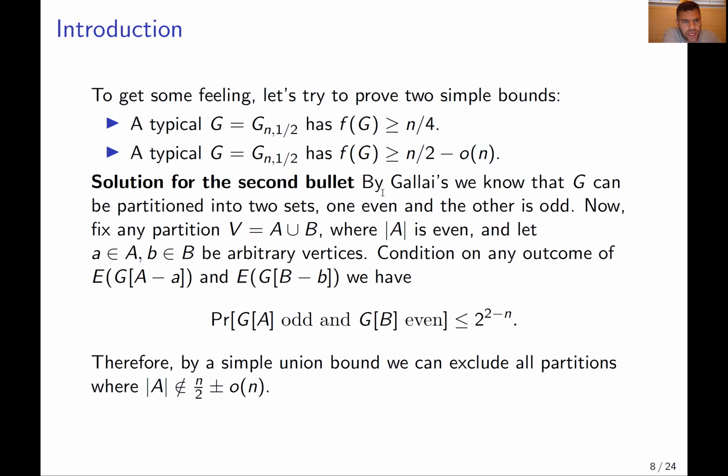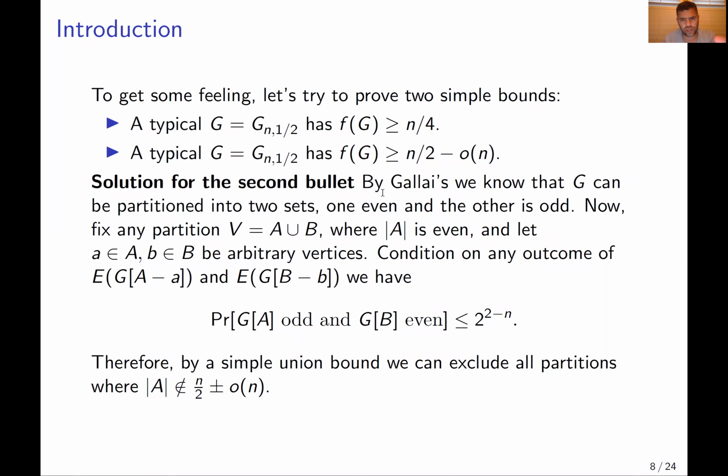And condition on any outcome that you want on the complement, right? On A minus A and on B minus B, just expose all the edges in G(n, 1/2), except the edges touching the vertex A and the vertex B. And now if we think about it for 2 seconds, you will see that the probability that the induced subgraph on A is odd and the induced subgraph on B is even is at most, let's say, 2 to the minus n. Forget about the 2 for a second, right?